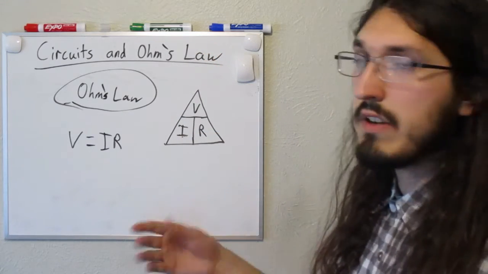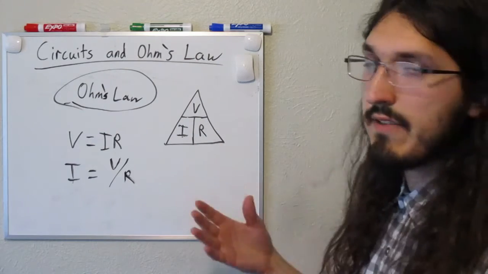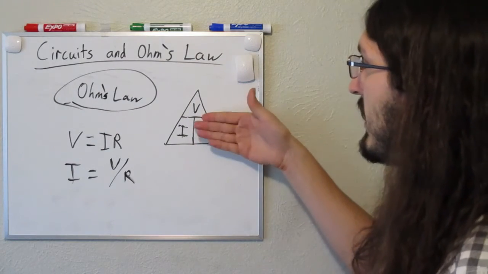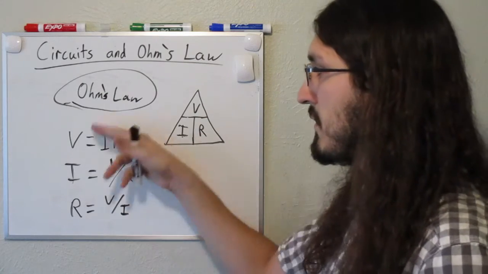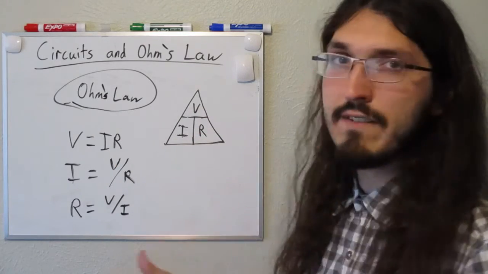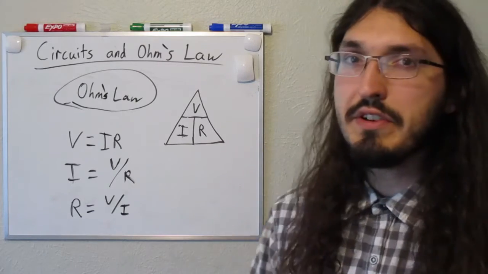If I want to solve for current, I would cover that up, and I have voltage divided by resistance. And likewise, if I want to solve for resistance, I cover that up, and it's voltage divided by current. Okay, so here are my three equations that I can use to solve for those variables. If I know two, I can find the last one with these relationships. So this is Ohm's Law. It's very handy whenever you're dealing with circuits.